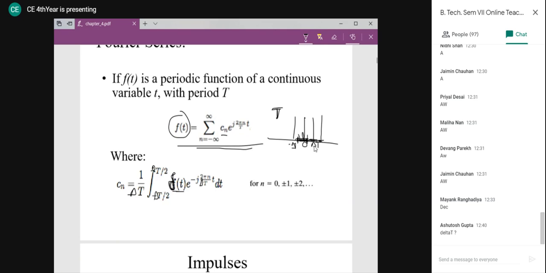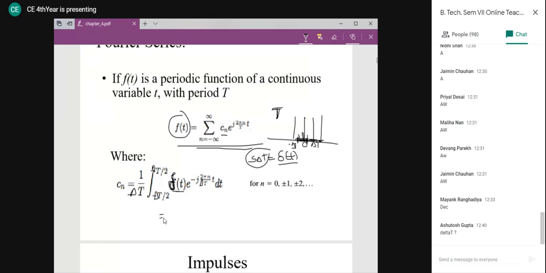So from minus delta t by 2 to delta t by 2, my s delta t is nothing but delta t. So many deltas are there. I hope you can understand. The s delta t function is delta t if my period is taken from minus delta t by 2 to plus delta t by 2. If I am just looking at this function in this region, then it will behave as delta t.